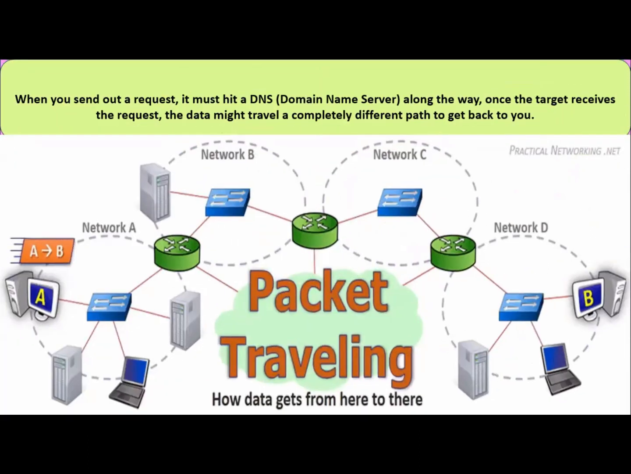So to finalize, this is the model of how this information transfers. When you send a request, it must hit the domain name server along the way. Once the target receives the request, the data might travel a completely different path to get back to you. It mustn't have a straight line pattern. No, it must travel a completely different path, either through path A or path B or path C, whatever path it travels, it definitely must get to you because it identifies with you and you alone.